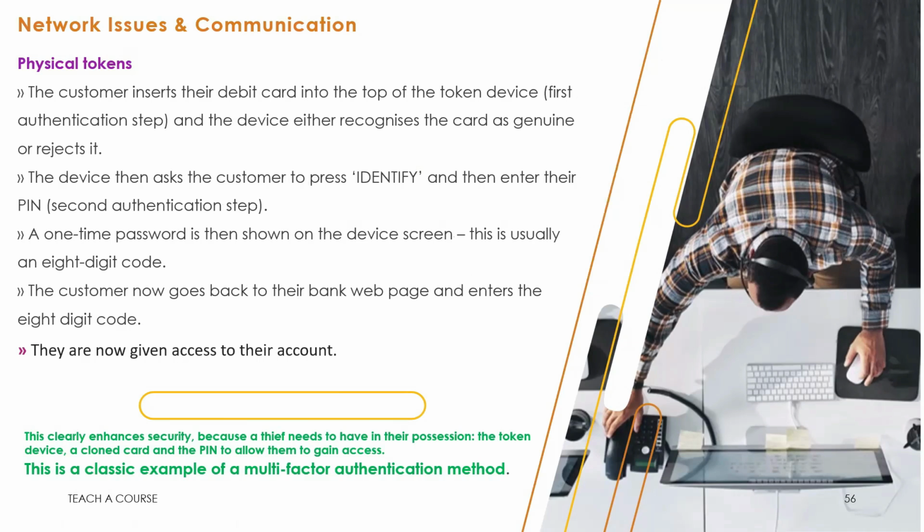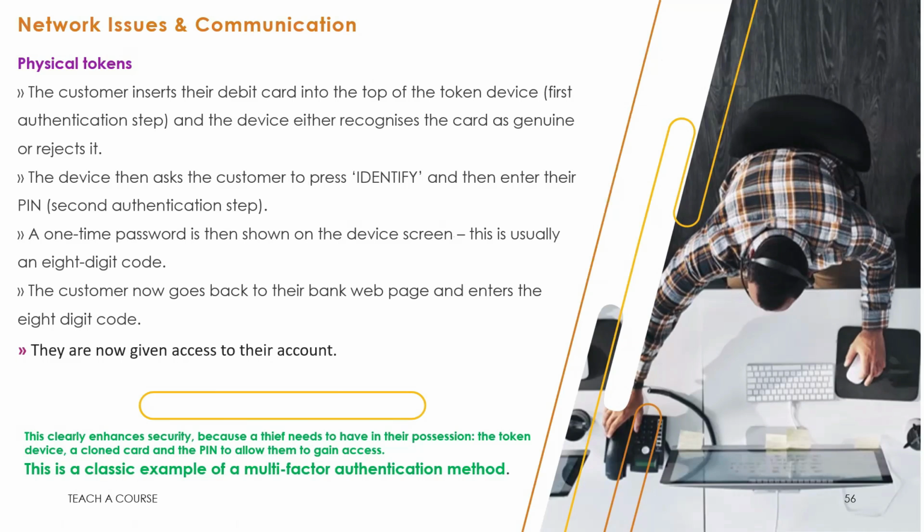So what do they do? The customer inserts their debit card into the top of the token device, first authentication step, and the device either recognizes the card as genuine or rejects it. The device then asks the customer to press identify and then enter their PIN. A one-time password is then shown on the device screen. This is usually an 8-digit code. The customer now goes back to their bank webpage and enters the 8-digit code. They are now given access to the account.